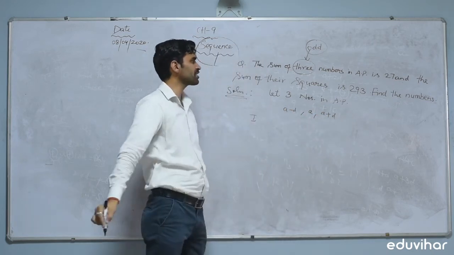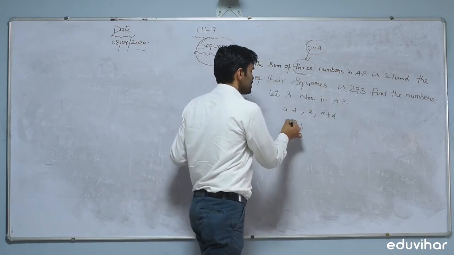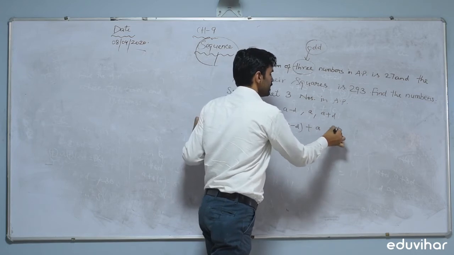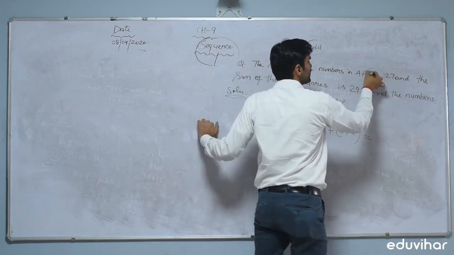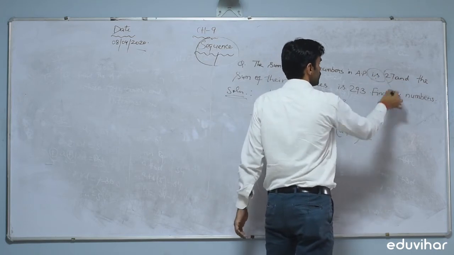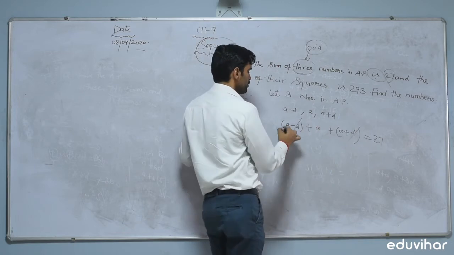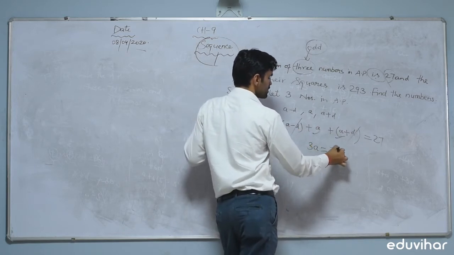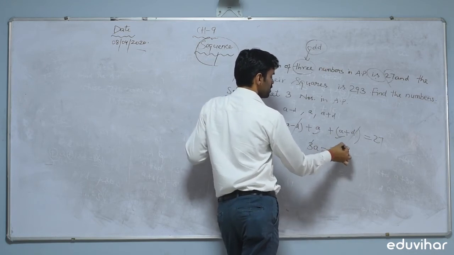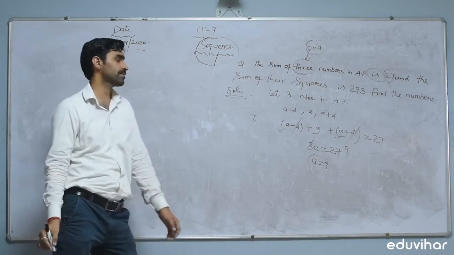Then according to our first condition, the sum of the 3 numbers, a minus d plus a plus a plus d, is 27. Minus d cancels out with plus d, so 3a equals 27. Then the value of a comes out to be 9.